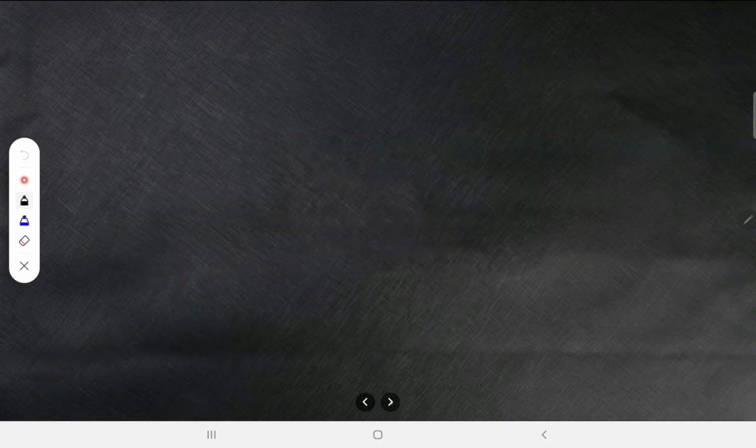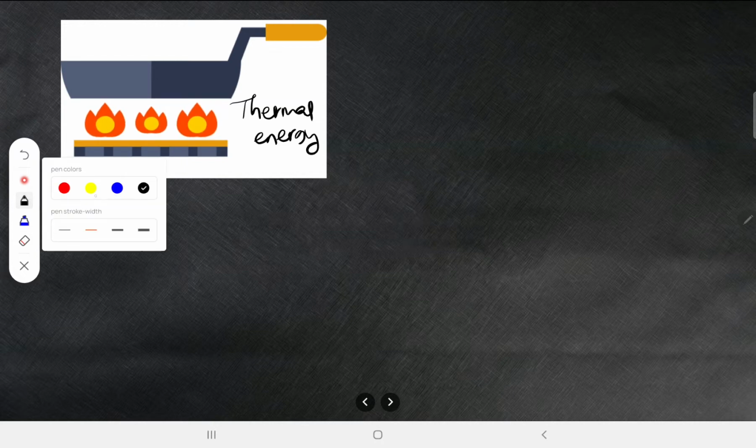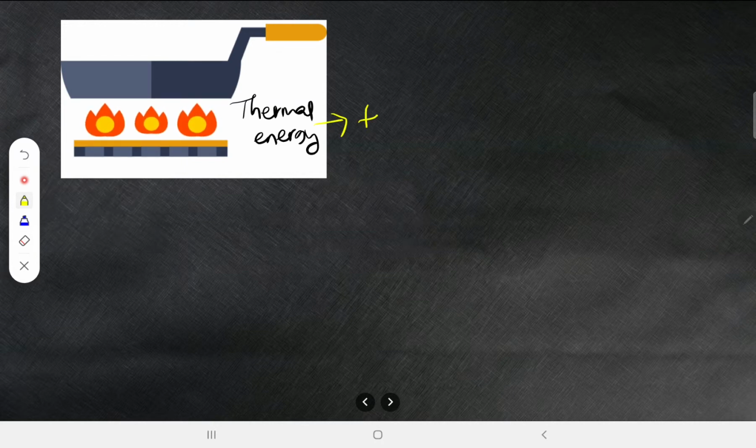All right. Moving forward, look at this. Here there is a utensil. We are heating it. Don't you think it is thermal energy? When you say thermal energy, it is something related to heat, right? You can also call it heat energy.